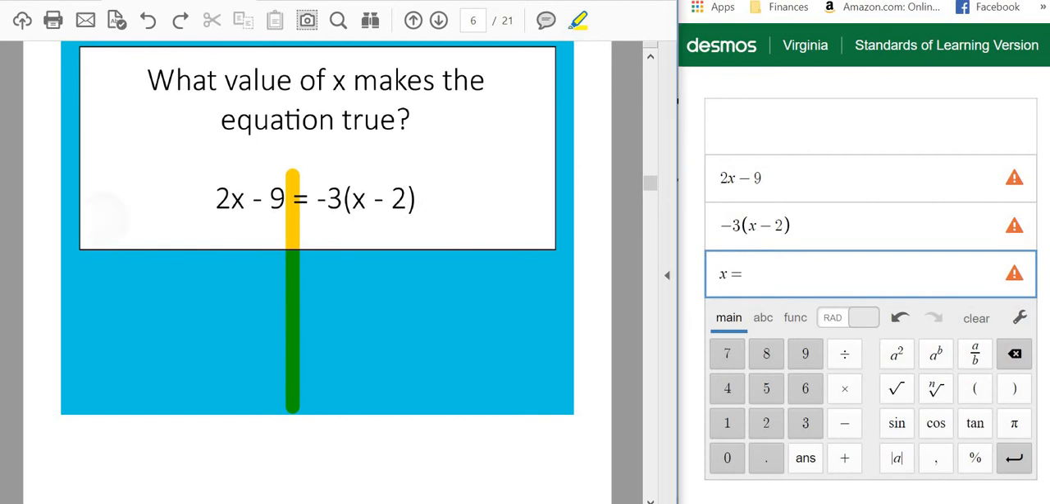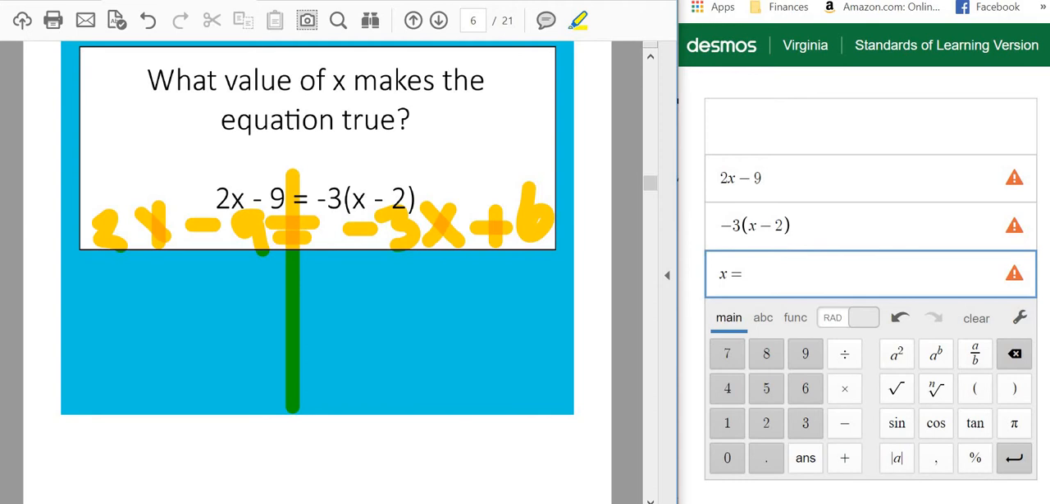So first thing I'm going to do is write 2x minus 9 equals negative 3 times x, which is negative 3x, and negative 3 times negative 2 is positive 6. If I add 3x on each side, I'm going to run out of room, so that's why I'm not writing it down. I should be.